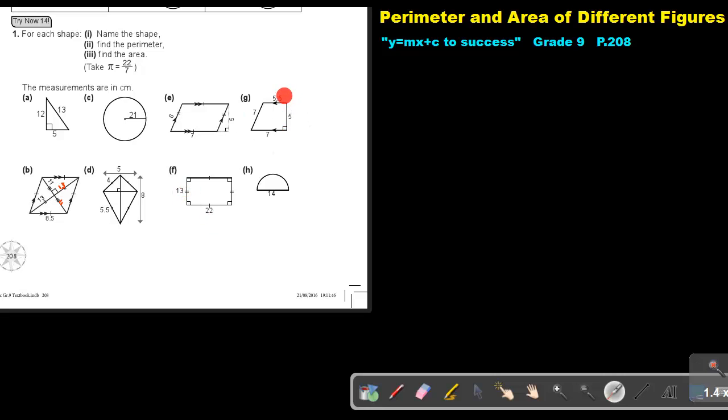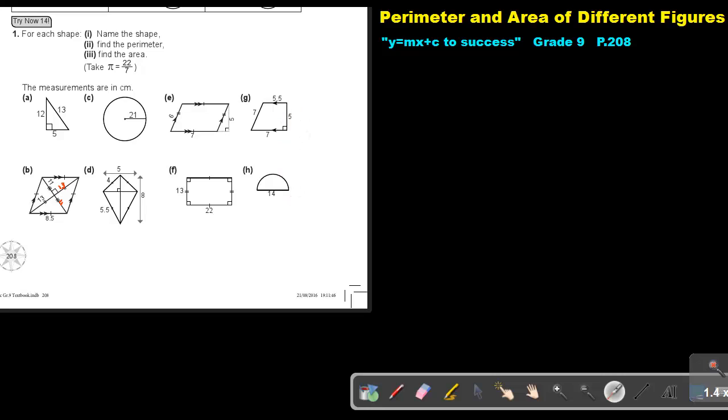This is a trapezium. If you work out the perimeter, you just add up all the sides. This plus this plus this plus this. And if you're going to work out the area, it's going to be half the sum of the parallel sides multiplied by the height, and this is going to be the height. So it's going to be half bracket 5.5 plus 7 close the bracket times 5.